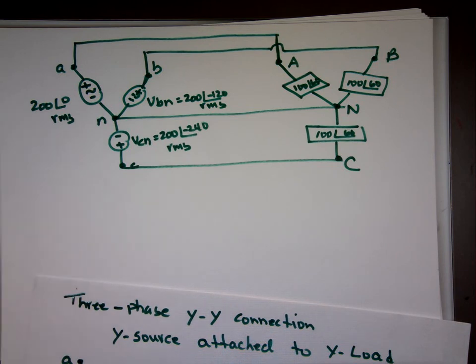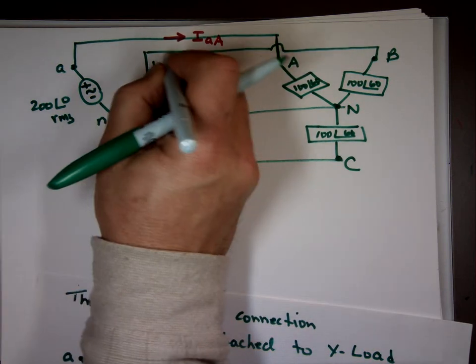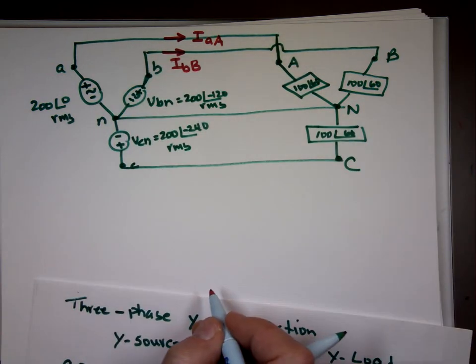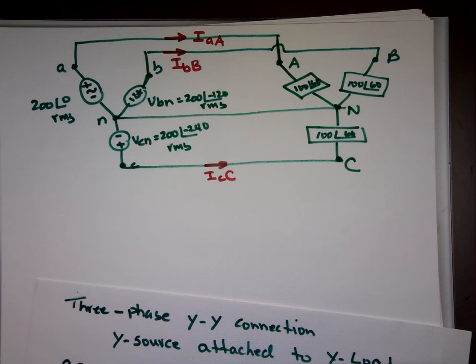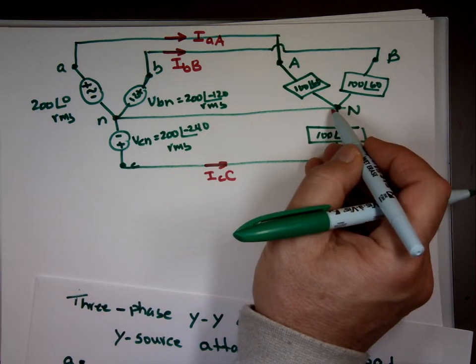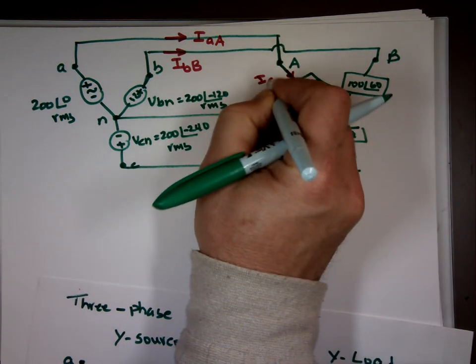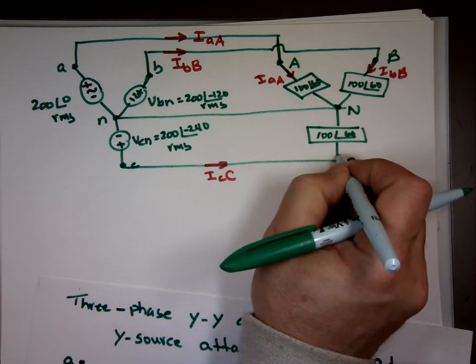And the question, what is the current from A to A? This current. What's the current from B to B? Notice I use lowercase for the source, capital case for the load. That's common notation. So I sub AA, this current is going to be coming down here, has only one way to go, through that. I sub BB comes through this one. So this I sub AA, again. This is I sub BB. This is going in I sub CC.